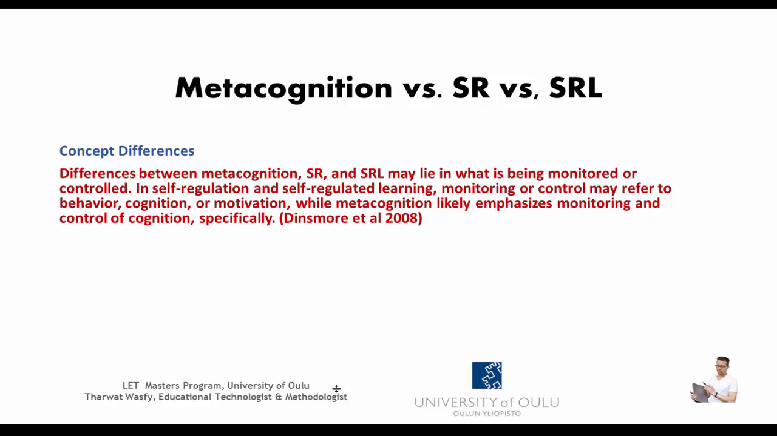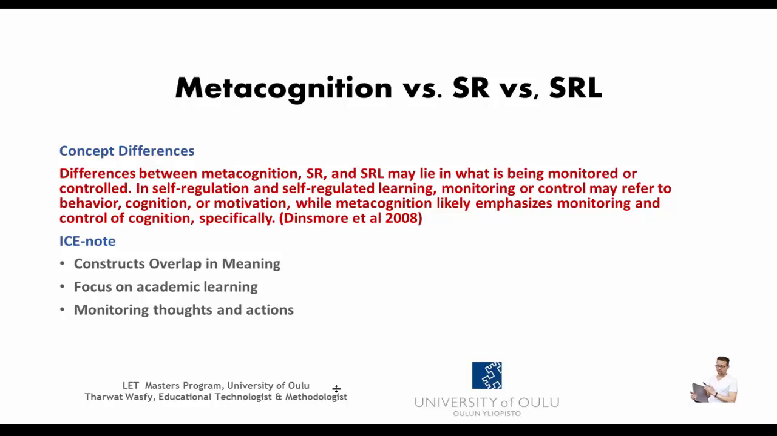Specifically, I still see that the constructs are overlapping in a way. Both of them involve monitoring and control, and the focus on academic learning should only be part of self-regulated learning, because metacognition is a very broad area of research, not only study. I mean, study and research as well. Monitoring thoughts and action is an interesting part to look at, but I see that self-regulation is not just monitoring and controlling. There is much more than that.